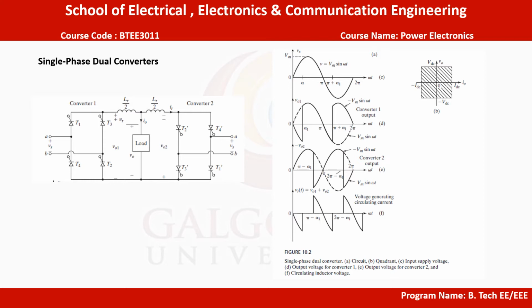If alpha 1 and alpha 2 are the delay angles of converters 1 and 2 respectively, the corresponding average output voltages are VDC1 and VDC2. The delay angles are controlled such that one converter operates as a rectifier and the other operates as an inverter, but both converters produce the same average output voltage. The figure shows the output waveforms for the two converters when the two average output voltages are the same. Figure C shows the VI characteristics of a dual converter. The average output voltages are VDC1 equal to 2Vm upon pi cos alpha 1 and VDC2 equal to 2Vm upon pi cos alpha 2.